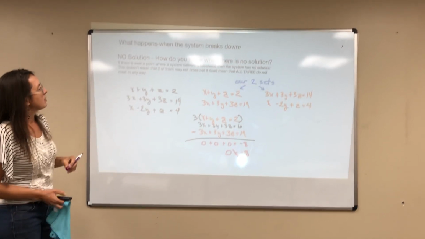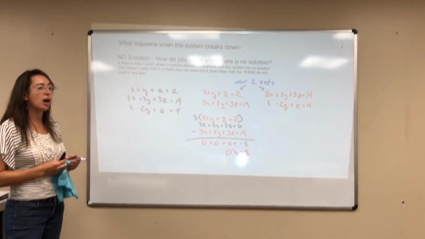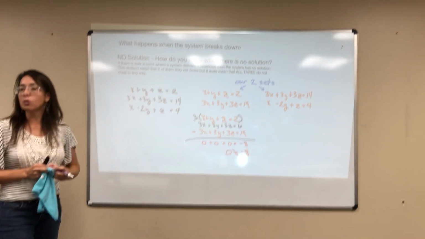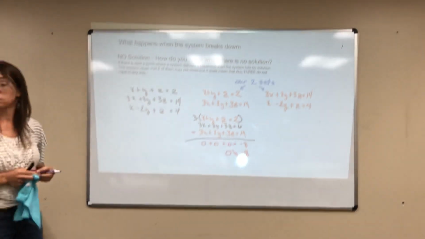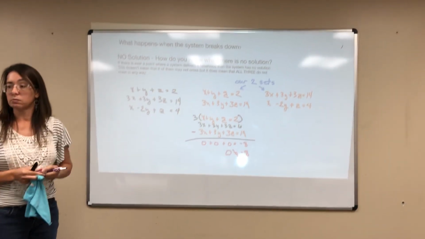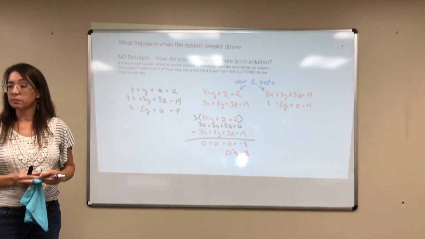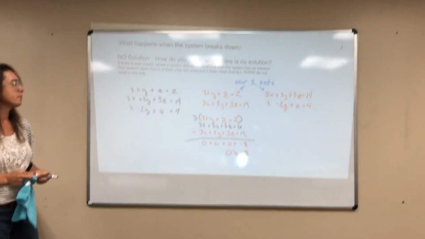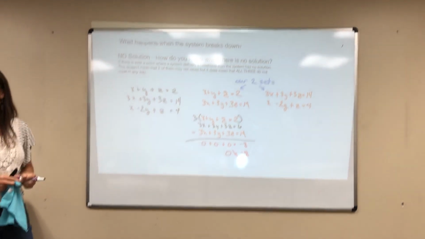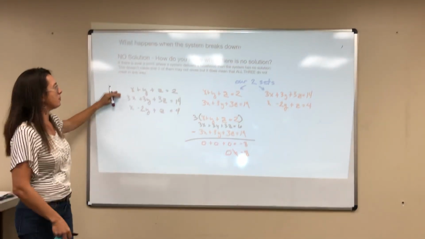All right. So, what happens when the system breaks down? How do we know when we don't have a solution? Well, they all have to be able to equal, right? So in that case, 0 does not equal -8, but it would have to equal -8 for it to be a solution. Correct.